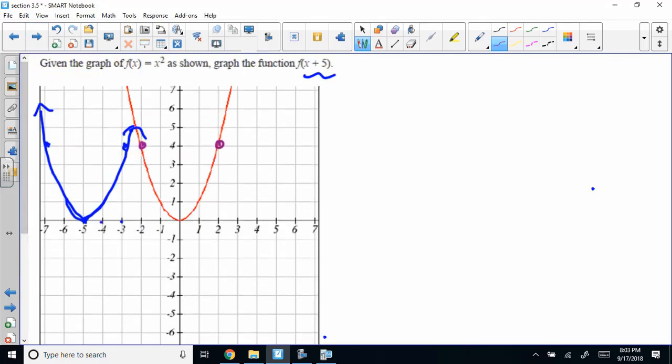Because if it's a horizontal shift, it's opposite of what's there. Remember? There you go. It's x minus h, right? In order to get a positive, that 5 had to be a negative, right?